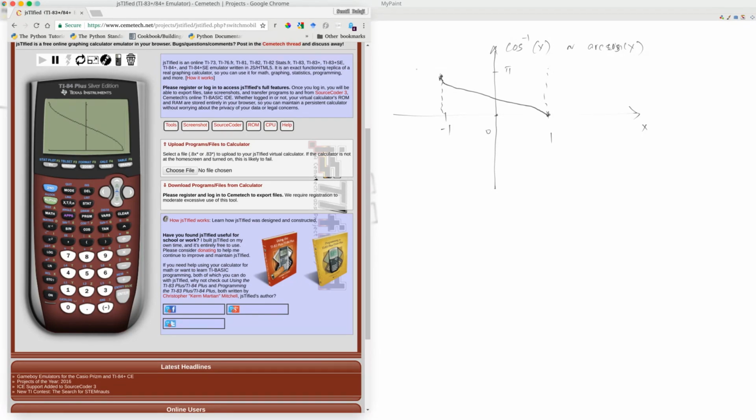So that's how you would sketch these functions, trigonometric functions, using a TI-84 calculator.